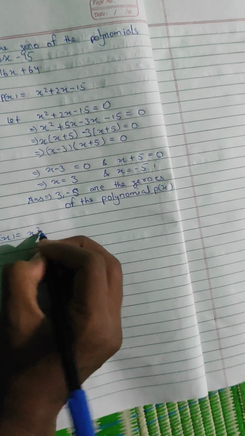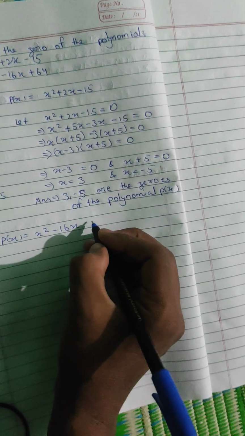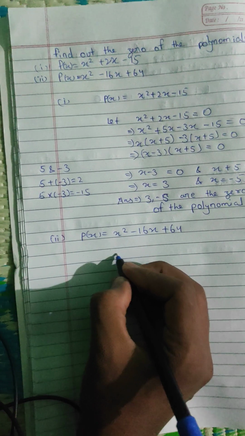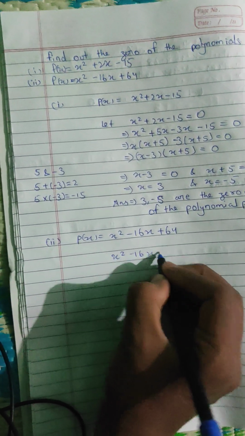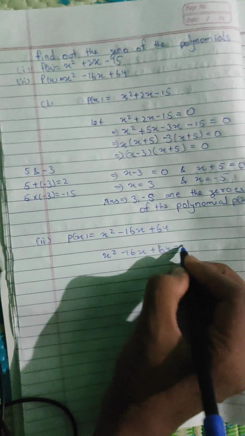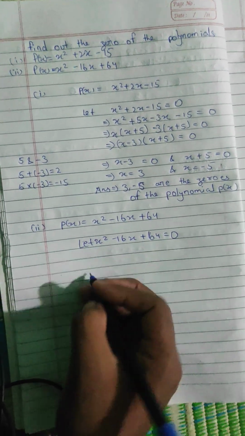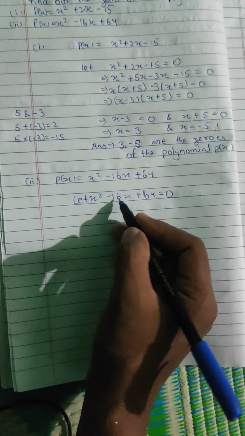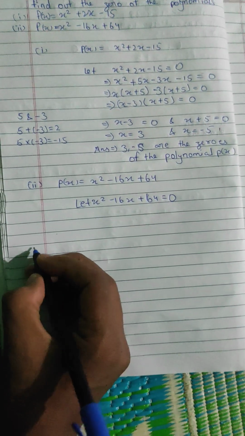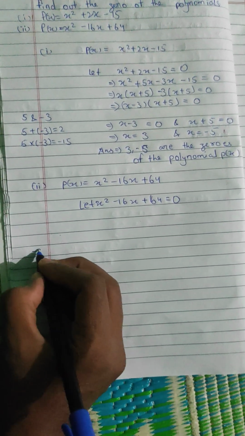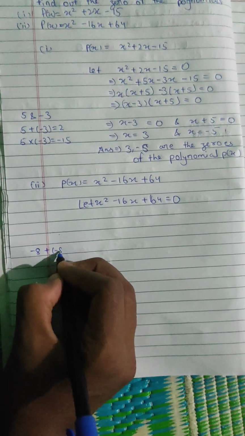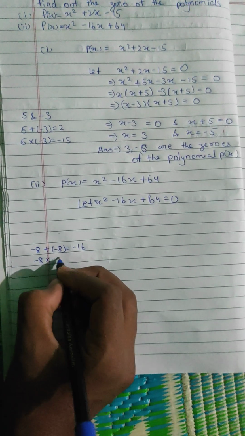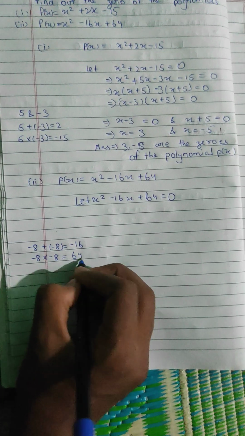p(x) = x² − 16x + 64. Let's take x² − 16x + 64 = 0. Again we have to find two numbers which add to get −16 and multiply to get 64. Now we take −8 plus −8, so we get −16 as the sum, and −8 times −8, so we get 64 as the product.